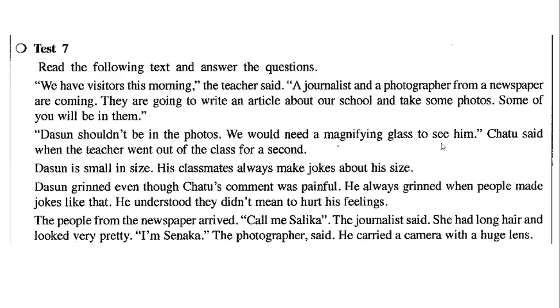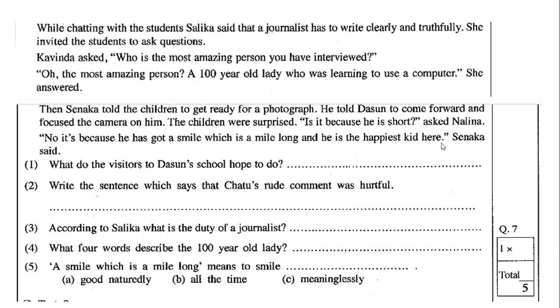The people from the newspaper arrived. "Call me Salika," the journalist said. She had long hair and looked very pretty. "I'm Senaka," the photographer said. He carried a camera with a huge lens. While chatting with the students, Salika said that a journalist has to write clearly and truthfully. She invited the students to ask questions. Kavindu asked, "Who is the most amazing person you have interviewed?" "Oh, the most amazing person, a 100-year-old lady who was learning to use a computer," she answered.